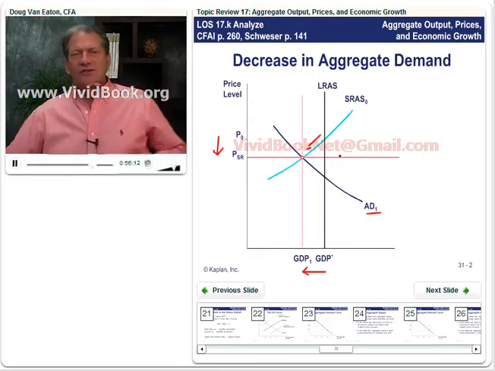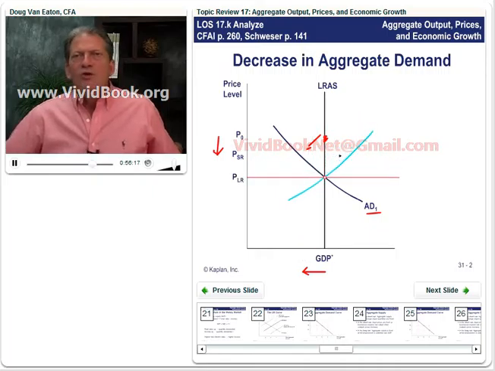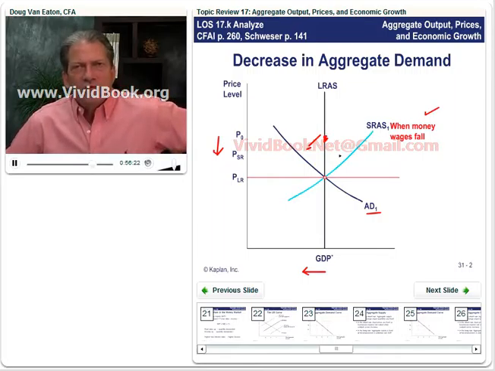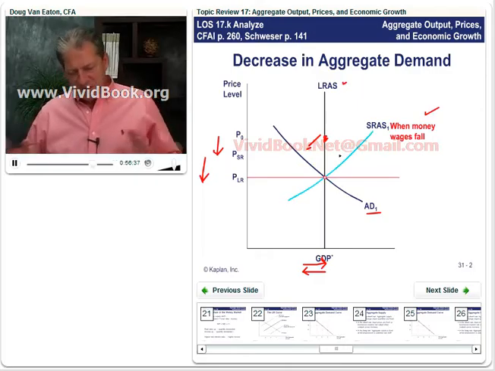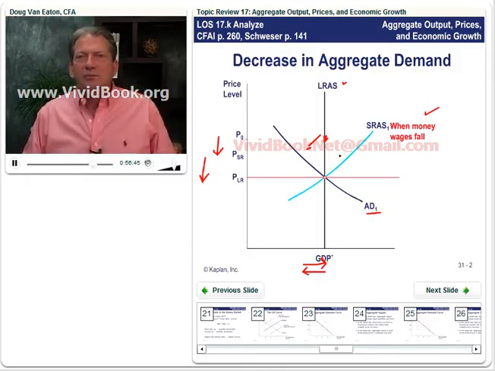And now we're going to get a similar story in the long run. Input prices fall. Short-run aggregate supply shifts out to the right, increases as money wages fall. Prices fell again, the price level fell again, but we got right back to where we started on long-run aggregate supply at full employment. So that's the equilibrating mechanism. It's changes in these input prices.